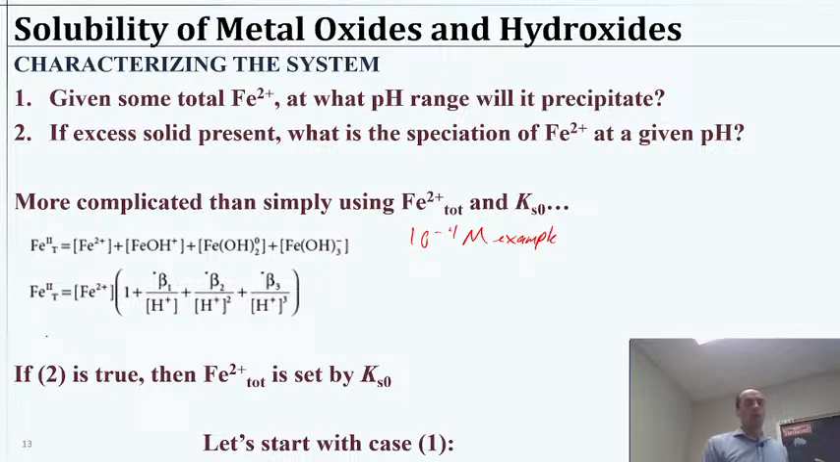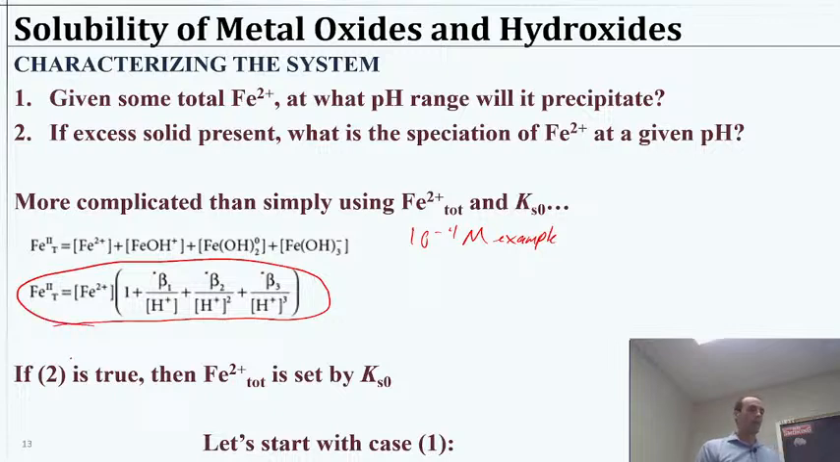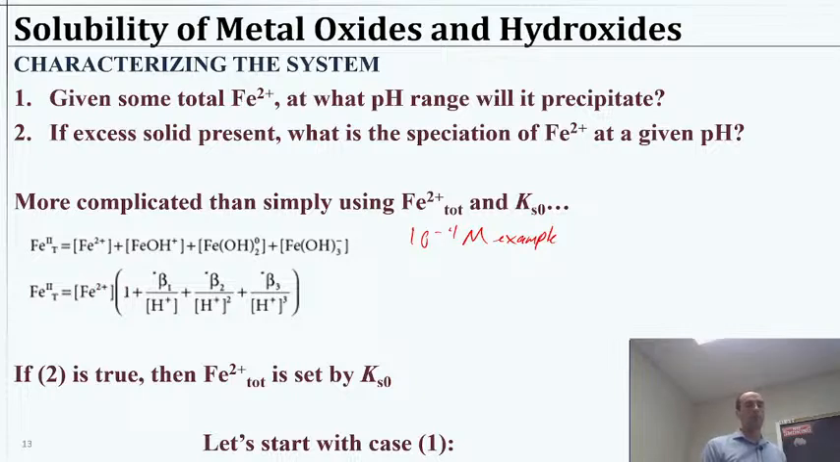So if you recall, we can write the total mass balance like this, because we have some fraction. The fraction that is in Fe2+ would be Fe2+ times 1. The fraction that is in FeOH+ is the concentration of Fe2+ times that constant divided by H+, and so on.